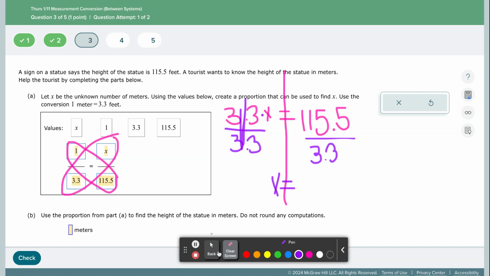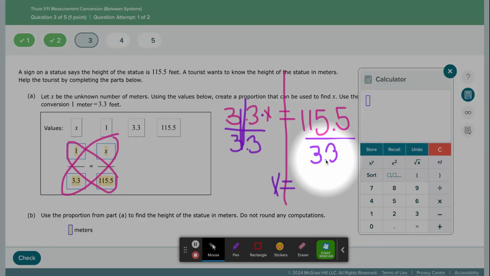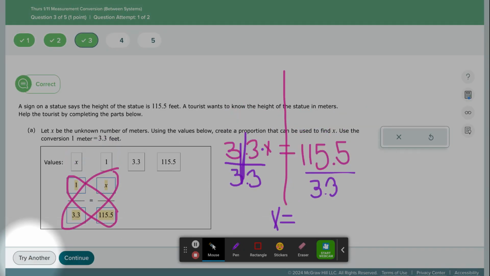Okay, so again, don't freak out because you get a calculator, right? I'm reading it from the top down just like I would a book. So the first number I read is the first one in my calculator, right? 115 and a half, and I'm dividing that by 3.3 to get 35. So altogether, the statue is 35 meter sticks tall, okay? Ta-da! I really hope that helps you.